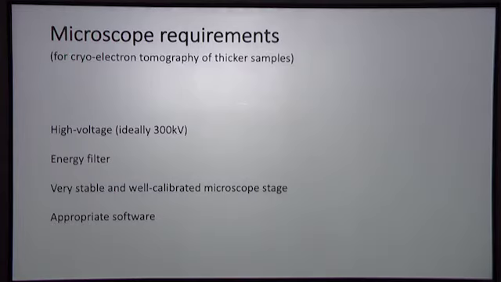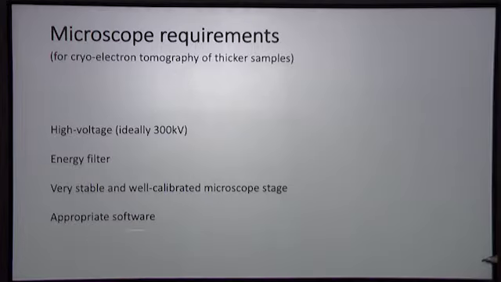In order to be able to do cryo-electron tomography of thicker samples, we need certain microscope requirements. We ideally want a high voltage microscope in order to be able to penetrate a thick sample. We want an energy filter, again, because we're probably looking at a thicker sample. We want a very stable and well-calibrated microscope stage, because the less we have to correct for when we rotate the stage, the more efficiently we can collect our data. And we obviously need appropriate software that allows us to analyze the images as they come off, control the microscope, and collect the data.